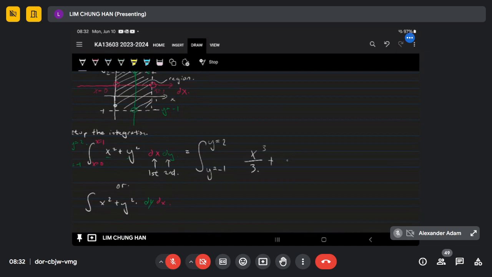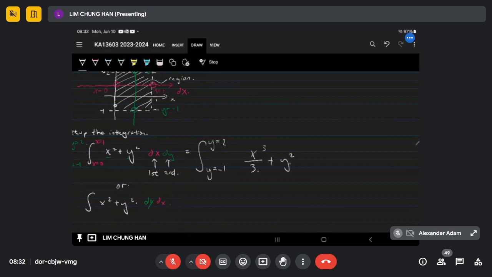How do you integrate? Well, it doesn't become 0, right? So in this case, y is the constant. It's just like differentiation. Now, because you're integrating x, y is constant. So we just copy down y.